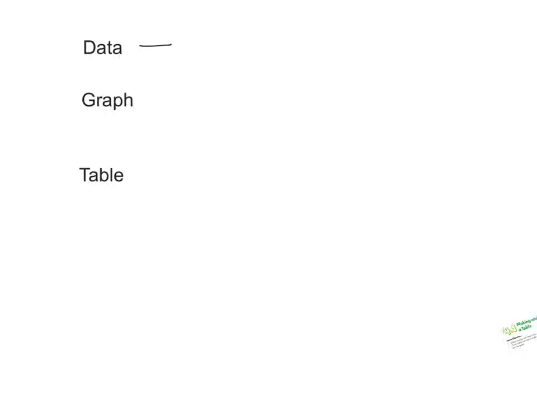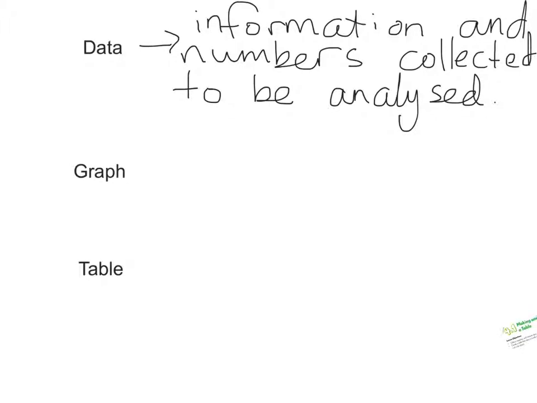All right? Data is information and numbers that are collected to be analyzed. So, some examples of data may be if you ask different people what their favorite sports are, and then you have a collection of how many people like soccer, how many people like football. So that's one kind of data. Data could be any information or any numbers that you collect.